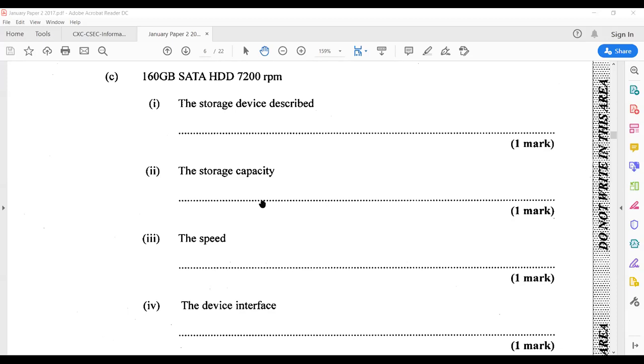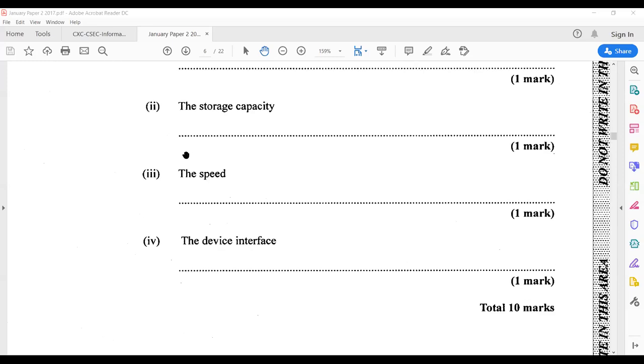And what is the capacity of this device? The storage capacity is the first parameter there, the 160 gigabytes, right? And speed. Yes, 7200 RPM, and the device interface. In other words, what is the interface it uses to connect to your computer. And the answer for that is SATA. Okay, so those are the answers for this question.